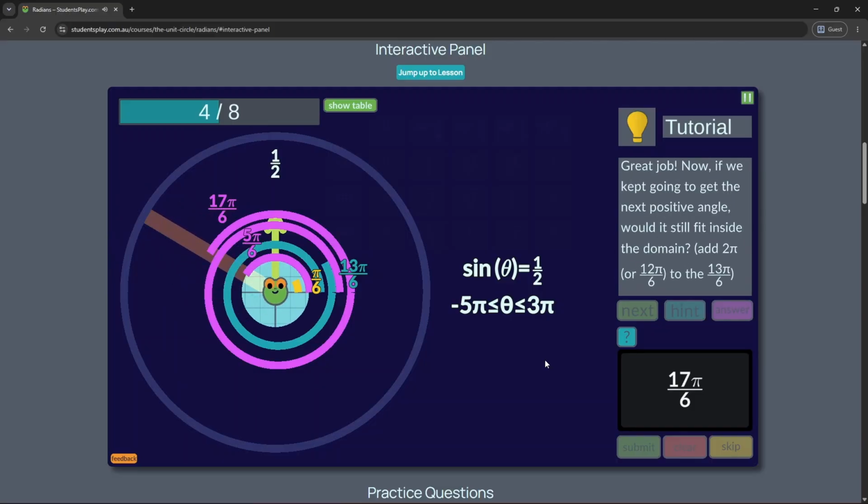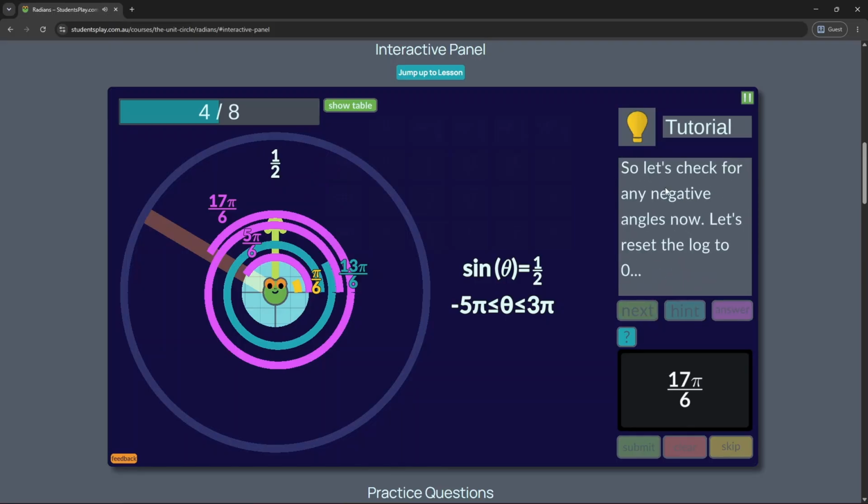Great job. Now, if we kept going to get the next positive angle, would it still fit inside the domain? So add 2 pi, or 12 pi on 6, to the 13 pi on 6 we got here. So 12 plus 13 is 25. And remember, the 3 pi is like 18 pi on 6, and 25 is bigger than 18. So no, that one wouldn't fit. That's right. The next positive angle would be 25 pi on 6, which is bigger than that. So we found all the positive angles.